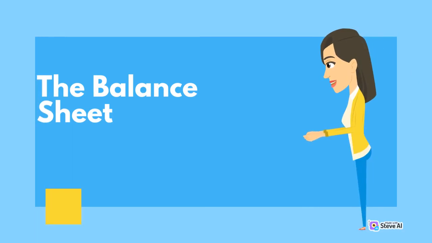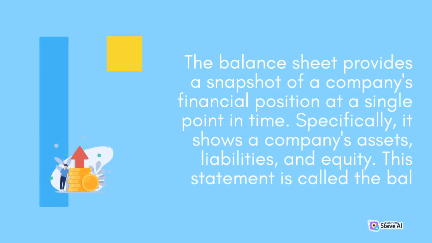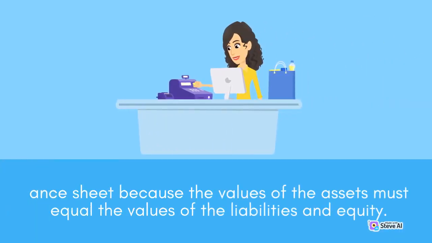The balance sheet. The balance sheet provides a snapshot of a company's financial position at a single point in time. Specifically, it shows a company's assets, liabilities, and equity. This statement is called the balance sheet because the values of the assets must equal the values of the liabilities and equity.